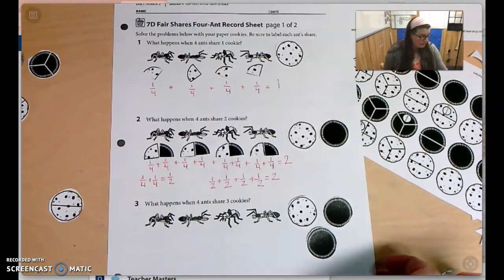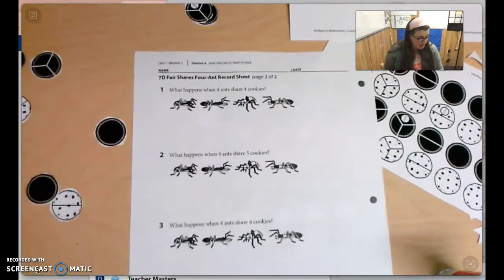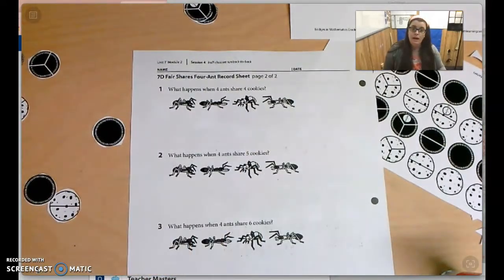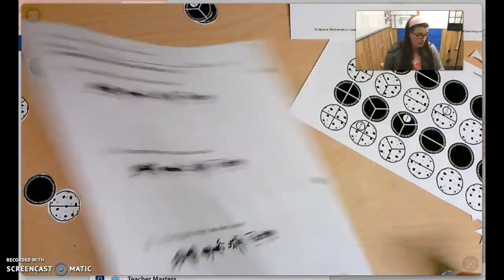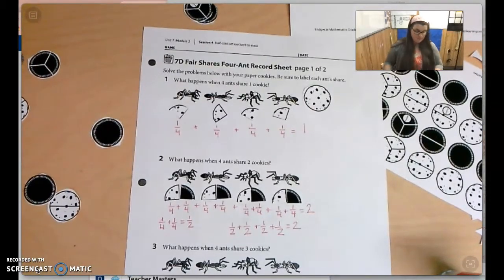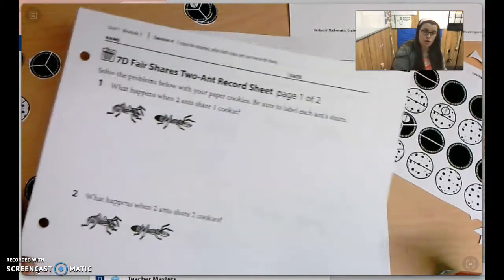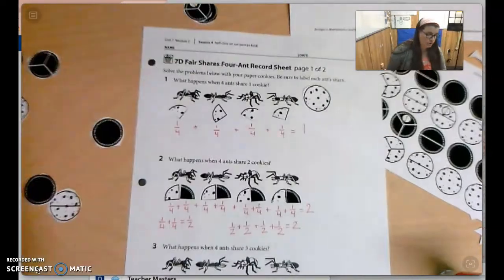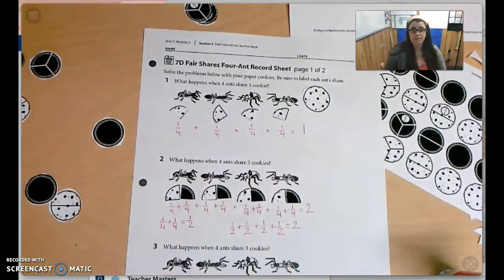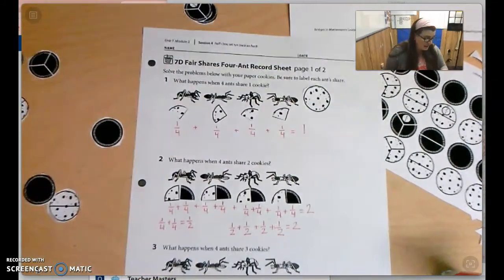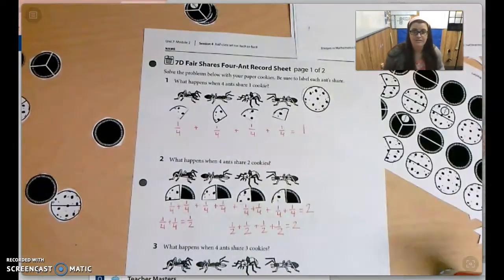Now, don't forget that there is a back page to whatever you decide to choose, all right? Again, you can choose to work with 2 ants, 3 ants, or you can choose to work with 4 ants. Pick what you're comfortable with and play this game. It's a really fun game. All right, good luck. I can't wait to see your work.